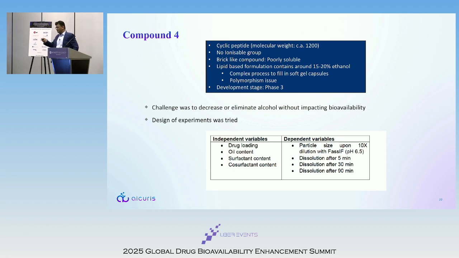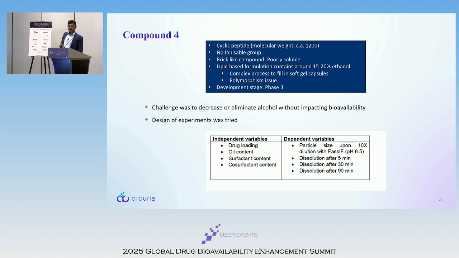And this is the same cyclic peptide I discussed before, because it was at phase 3 already, and then we wanted to come up with the commercial formulation. The formulation was a soft gel capsule, and the final formulation had almost 20% ethanol. And this was putting a lot of burden on the process because of the presence of the ethanol. Then the question was whether it's possible to get rid of ethanol.